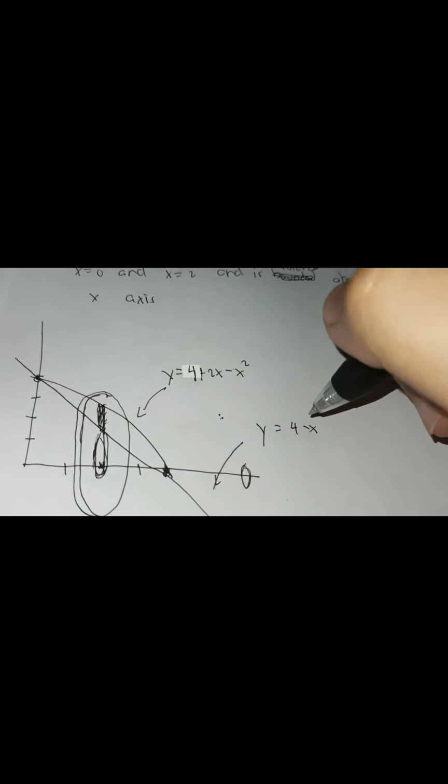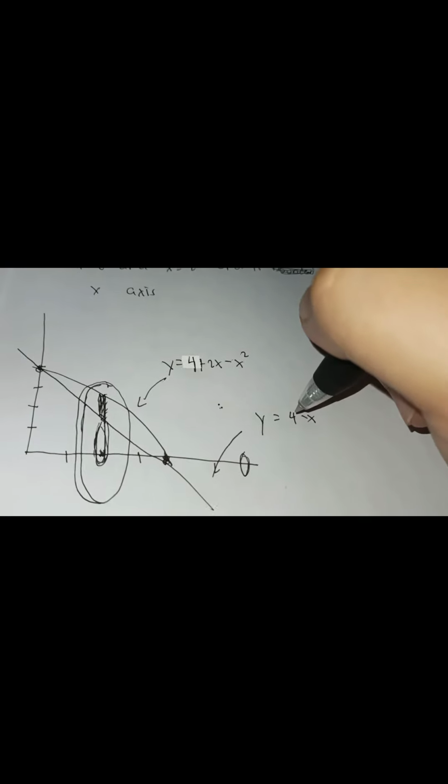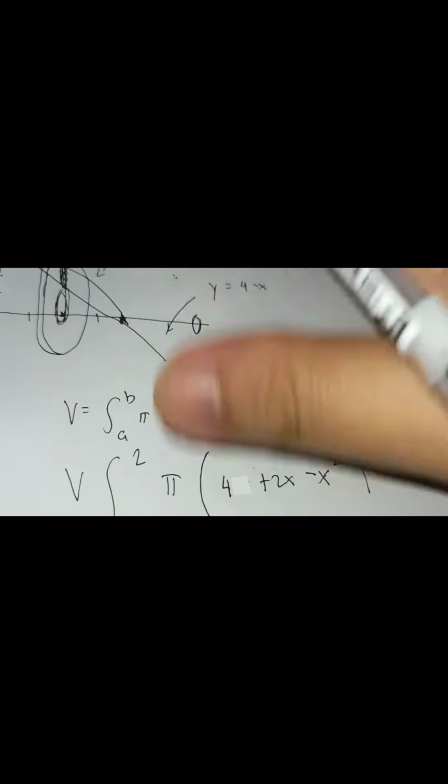This is our outer, which is y equals 4 plus 2x minus x squared. Outer radius. And then y equals 4 minus x squared, these are the inner radius. So this is the formula: volume equals pi times f of x squared minus g of x squared dx from a to b. We will just substitute all our values here.